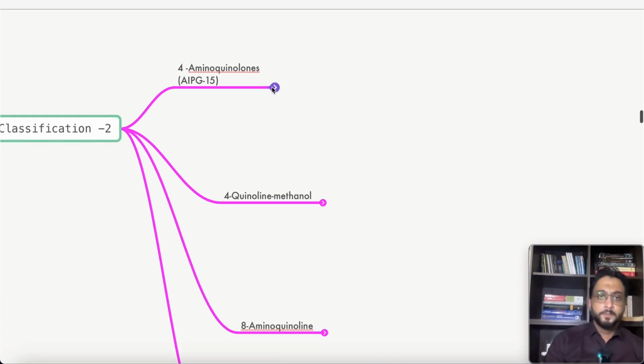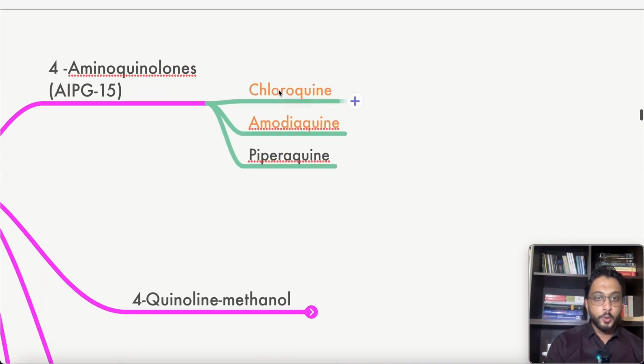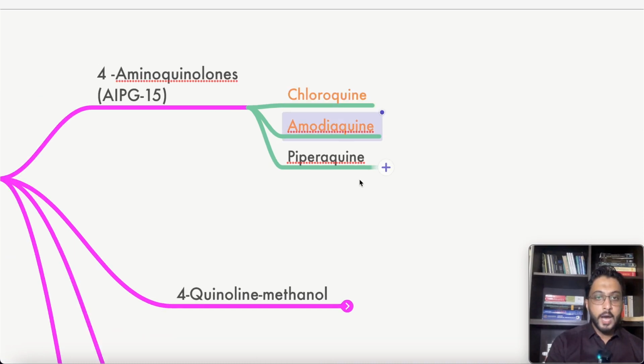Now, what are the drugs which come under the 4-aminoquinolines? It's chloroquine. Okay, we studied this, which is the fast acting. Also, you need to know amodiaquine. Very strange names. Amodiaquine, which was asked. So chloroquine related: amodiaquine and piperaquine. So chloroquine, amodiaquine, again. Revision is the key. Repeat.